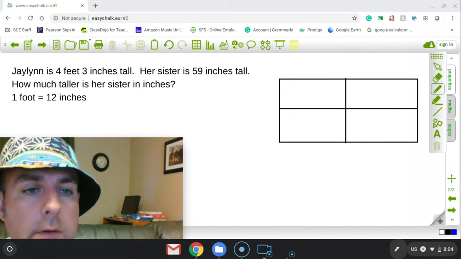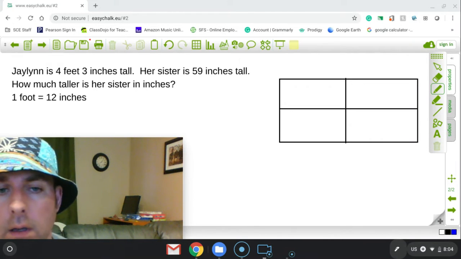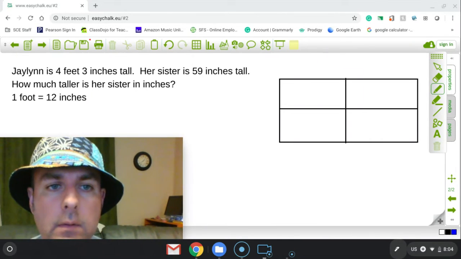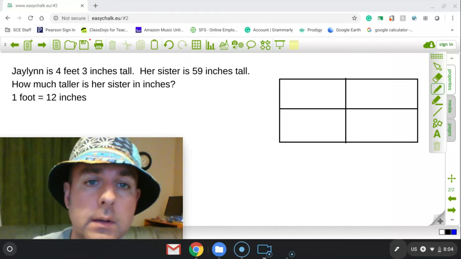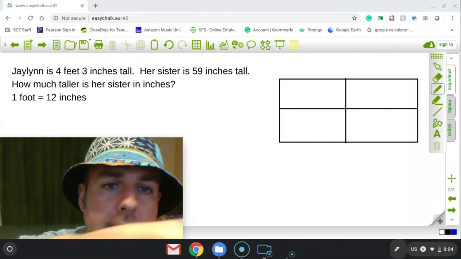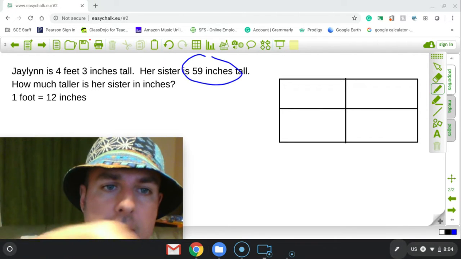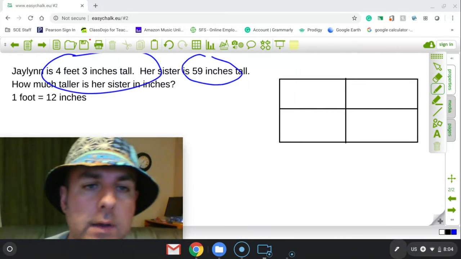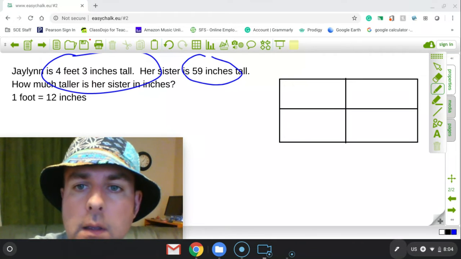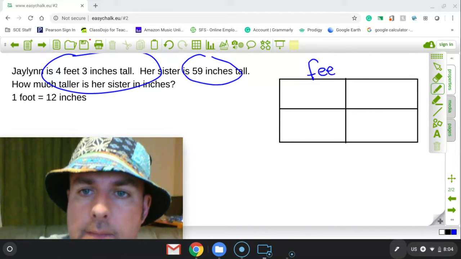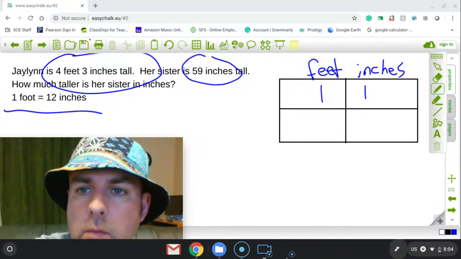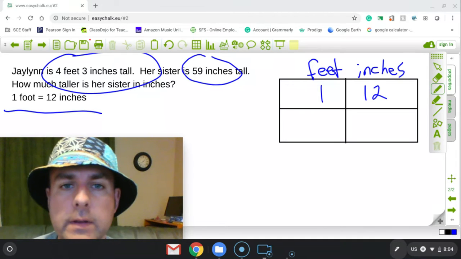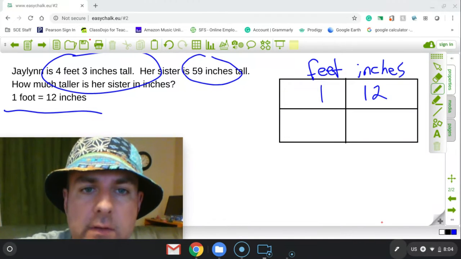And our conversion rate is 1 foot equals 12 inches. So on this one, we have 4 feet 3 inches and we have 59 inches. Well, I'm looking at this, and I need to know just how many inches it is without the feet. So I need to go from feet to inches. So I'm going to put my feet, and I'm going to put my inches. I'm going to look at my conversion rate. 1 foot equals 12 inches. And then over here, again, I need to know how many inches it is.